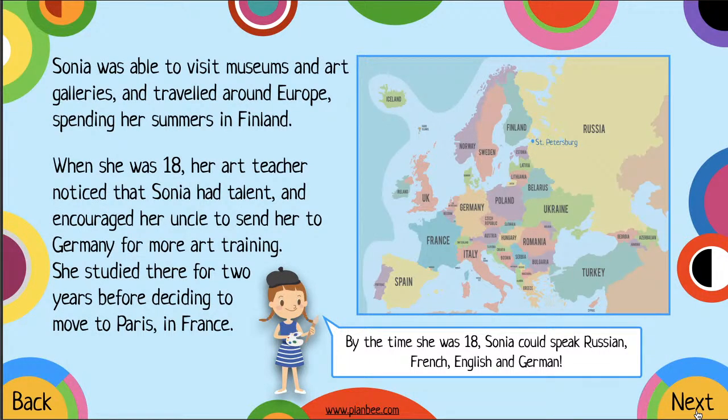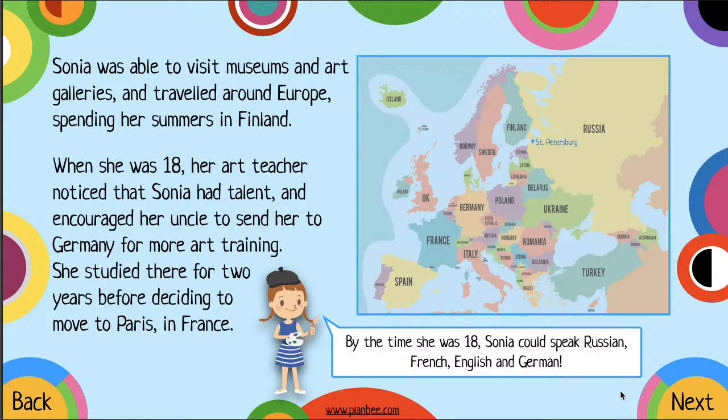But in St. Petersburg, Sonia was able to visit museums and art galleries, and then she travelled around Europe, spending her summers in Finland. And you might be able to see Finland on the map as well. When she was 18, her art teacher noticed that Sonia had talent and encouraged her uncle to send her to Germany for more art training. And it was in Germany where she studied for 2 more years before deciding to move to Paris, France.